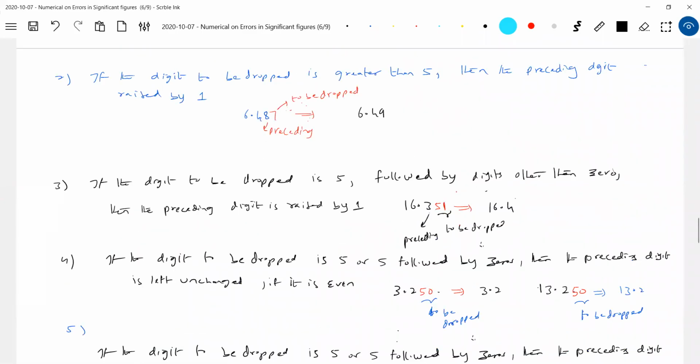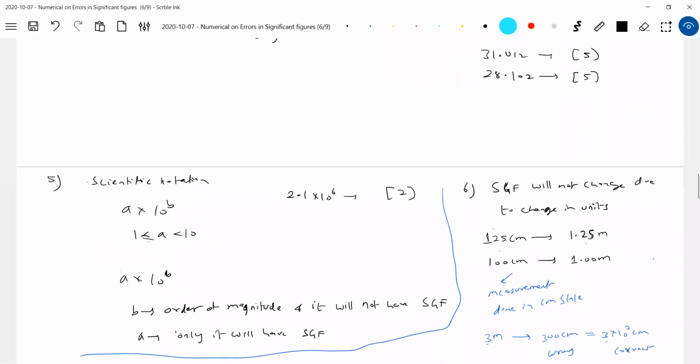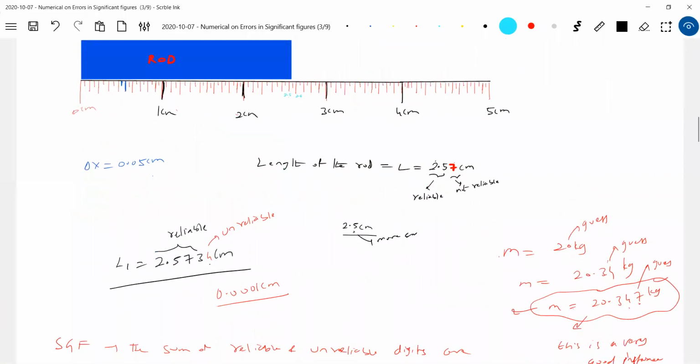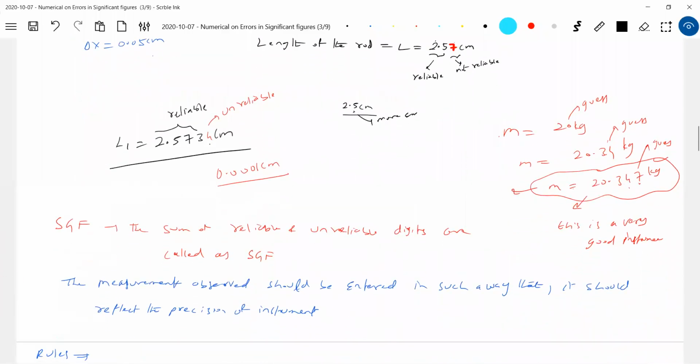Now, once again, I summarize why significant digits. Again, why significant digits? The basic idea is to express the precision of an instrument. So what are significant digits? I think I didn't write. Yeah, the measurement observed should be entered in such a way that it reflects the precision of the instrument used. For that purpose, significant digits are brought in here.